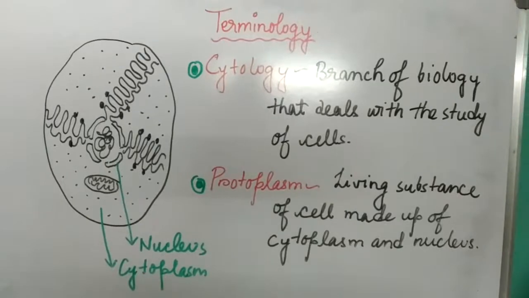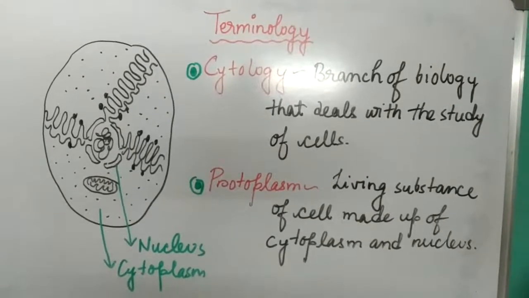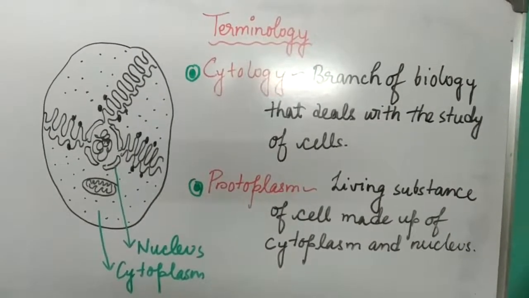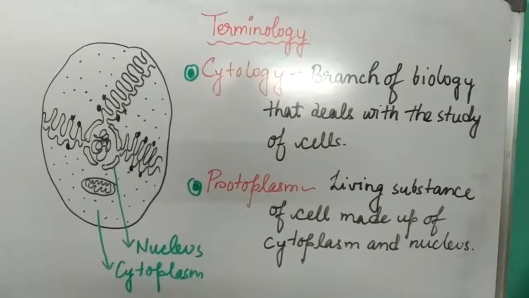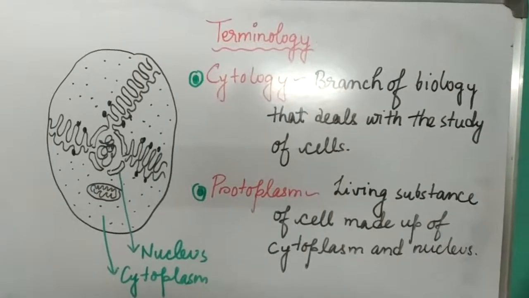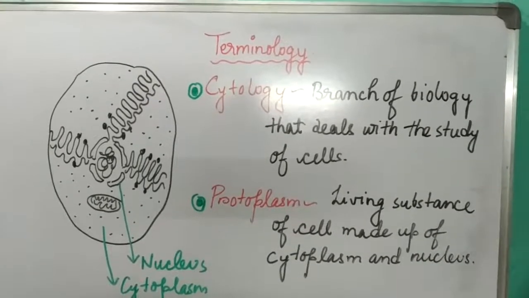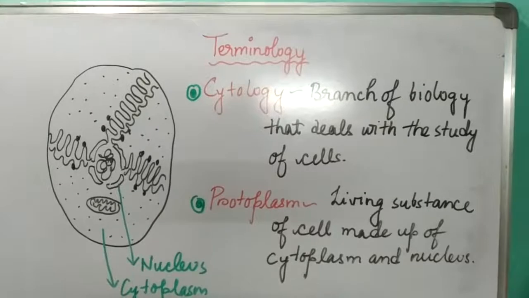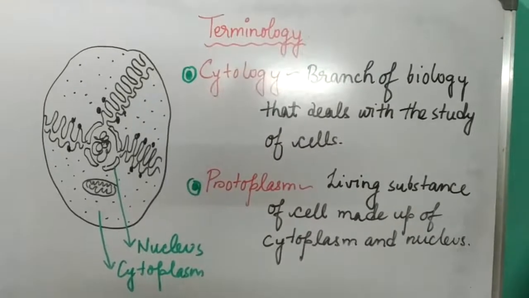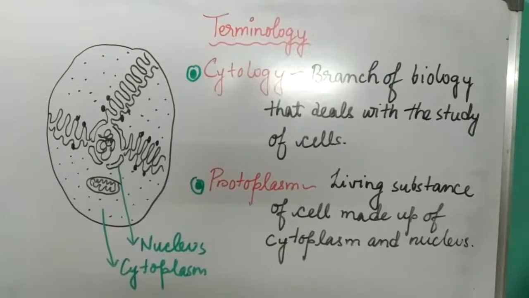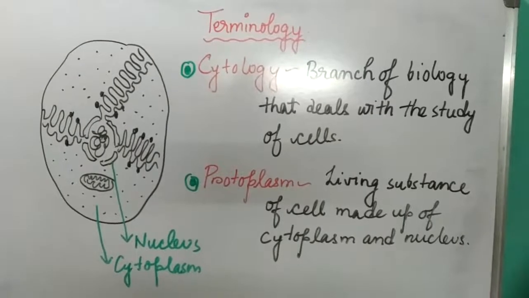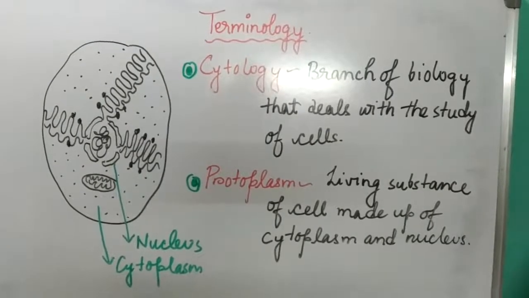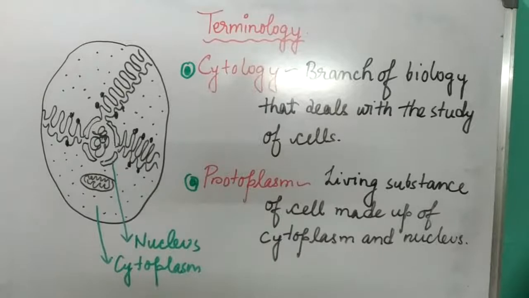Next is cytology. Now, what is cytology? It is the branch of biology that deals with the study of cells. It means what kind of cells are present within an organ, how they function, and what the different components found within a cell are. This is known as cytology. Next is protoplasm. What is protoplasm? A living substance of the cell made up of cytoplasm and nucleus.